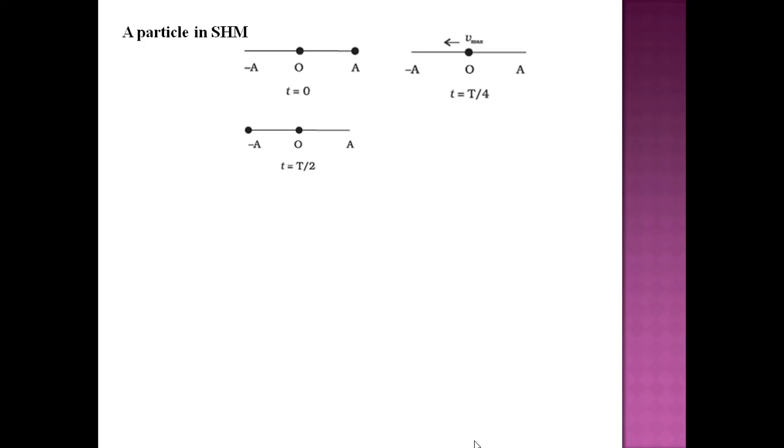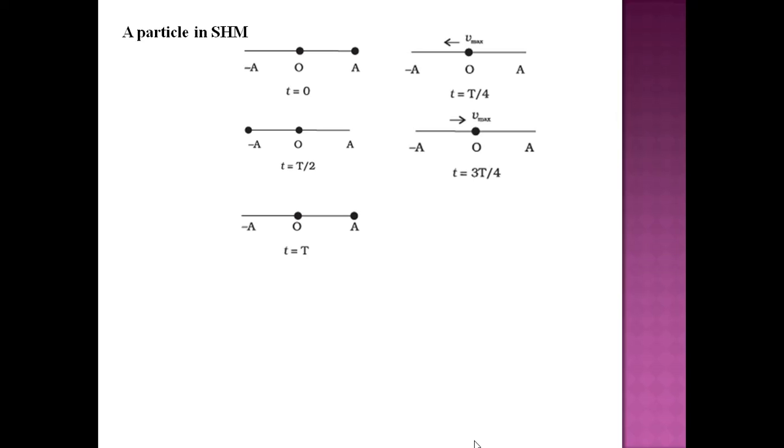After half a period, the particle goes to minus A. So it starts from A, it goes to O, and now it has come to minus A. Next, it goes back to O, so it is reversing its path. So at t equal to 3/4 of the time period, the particle goes to O. And on completion of the time period, it goes back to the starting position A. So we have one full cycle, or one full period.